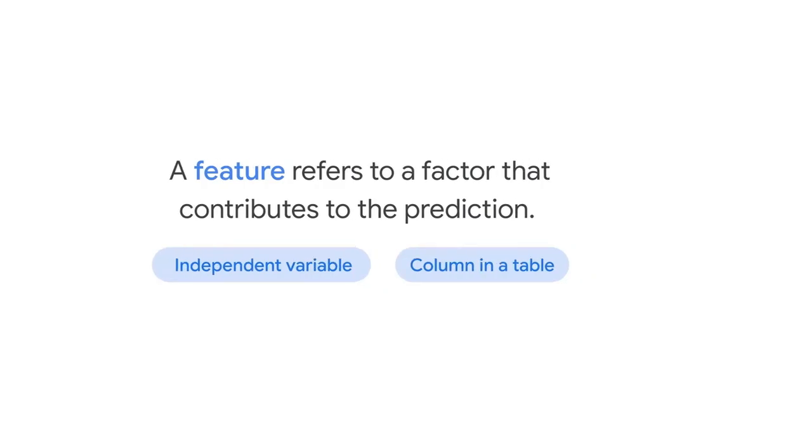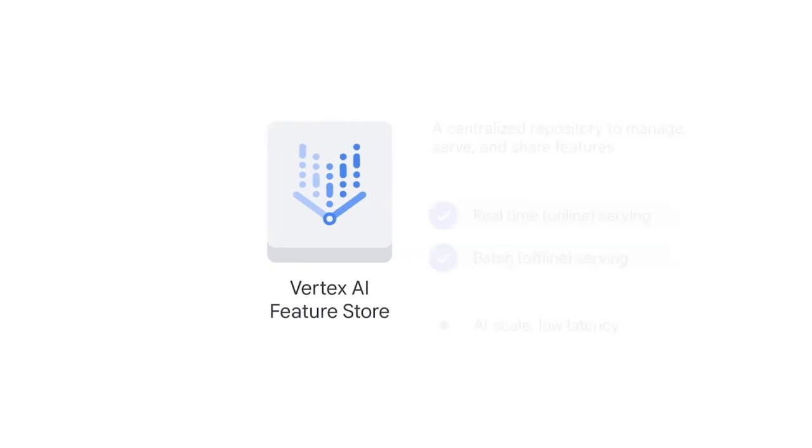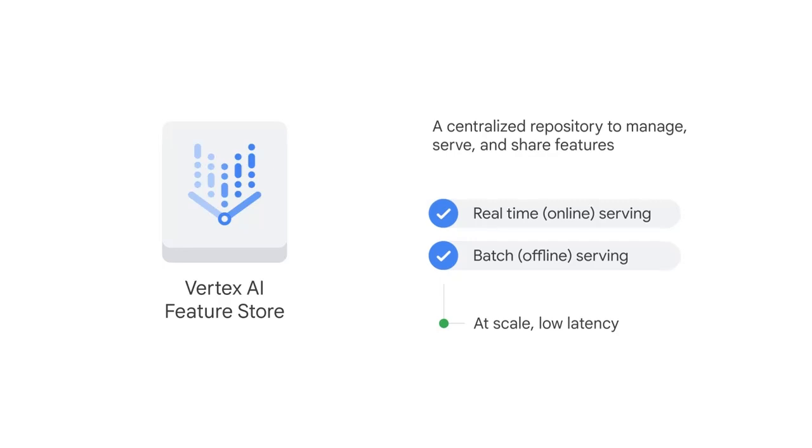To help, Vertex AI provides a service called Vertex AI Feature Store, which is a centralized repository to manage, serve, and share features. It aggregates the features from different sources in BigQuery and makes them available for both real-time, often called online, and batch, often called offline, serving. Vertex AI automates the feature aggregation to scale the process with low latency.